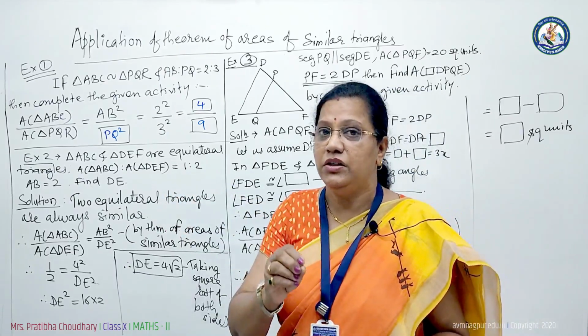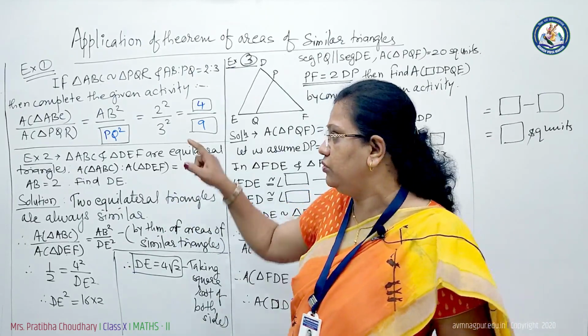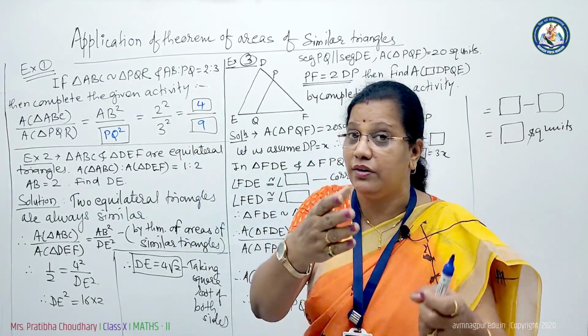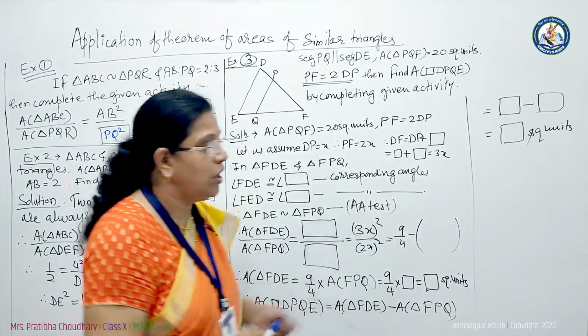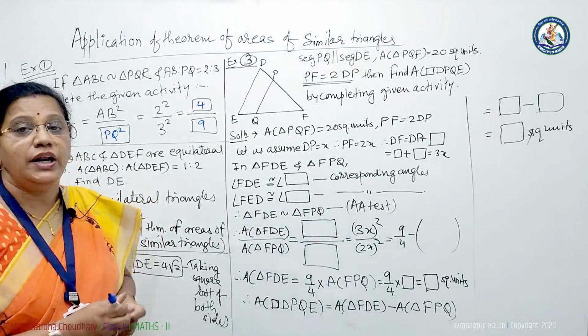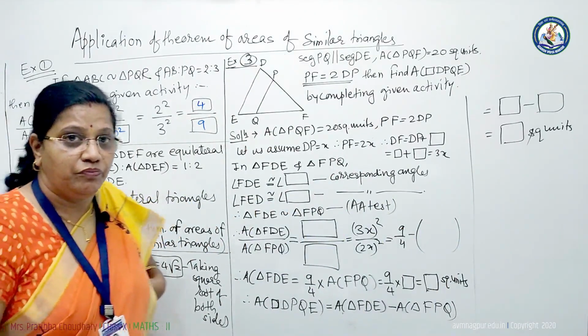So here you just see, student gets confused there. It is not mentioned that triangles are similar. So you need to see what is written there. Equilateral triangles are always similar. Now the third, this is the important activity of your book.